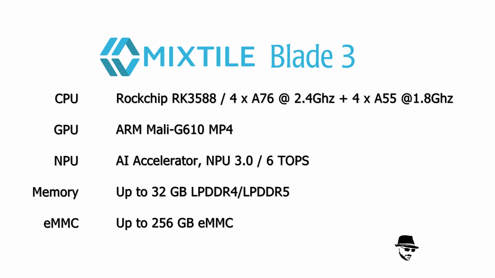So the CPU is the RK3588 with 4x A76 at 2.4 GHz. This can be a bit lower, but you can overclock it to 2.4 GHz. And then 4x A55 at 1.8 GHz. The GPU is an ARM Mali G610 MP4. It has got an NPU AI accelerator of 6 TOPS. It can have up to 32 GB of memory. And the eMMC can be up to 256 GB.